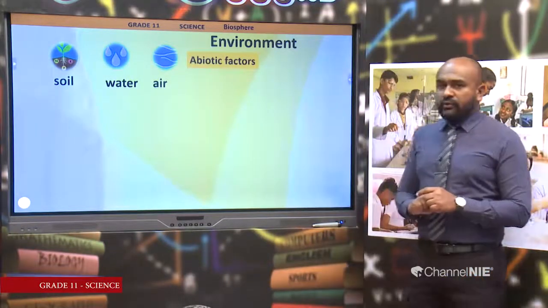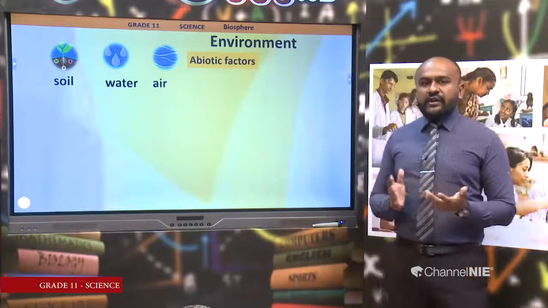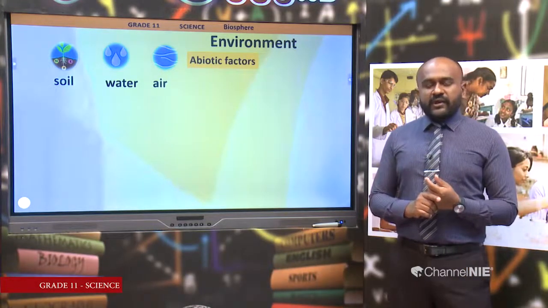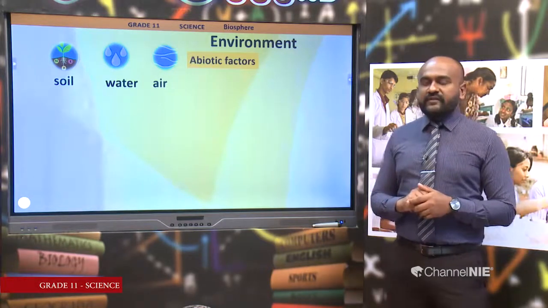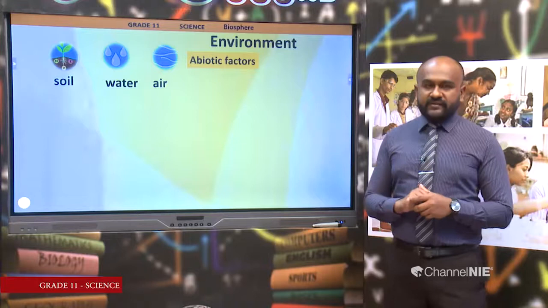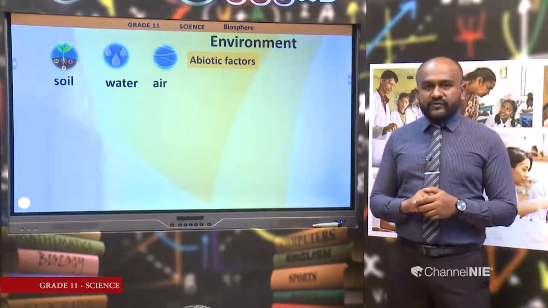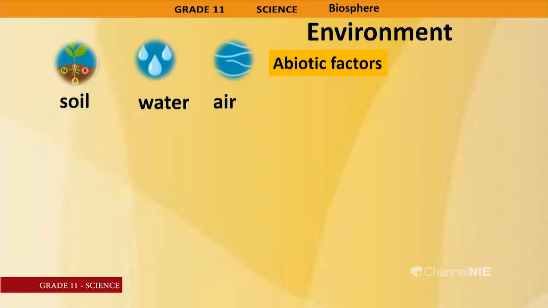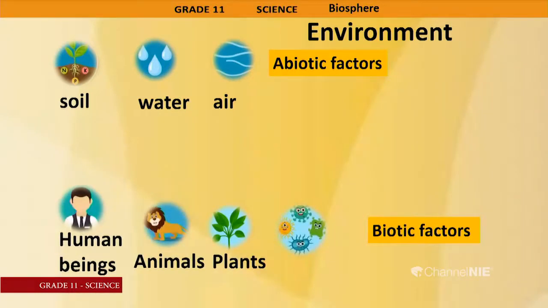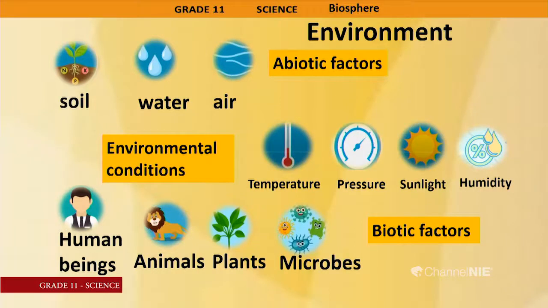So, now when you get the environment, there are non-living factors. What do you call these non-living factors? Non-living factors are called abiotic factors. You can see some of the abiotic factors on the screen. Soil, water, air, they are abiotic factors, and there are living factors also. So, what do you call the living factors? Living factors are called biotic factors. You can see human beings, humans are also animals, plants and microbes, all these are there.